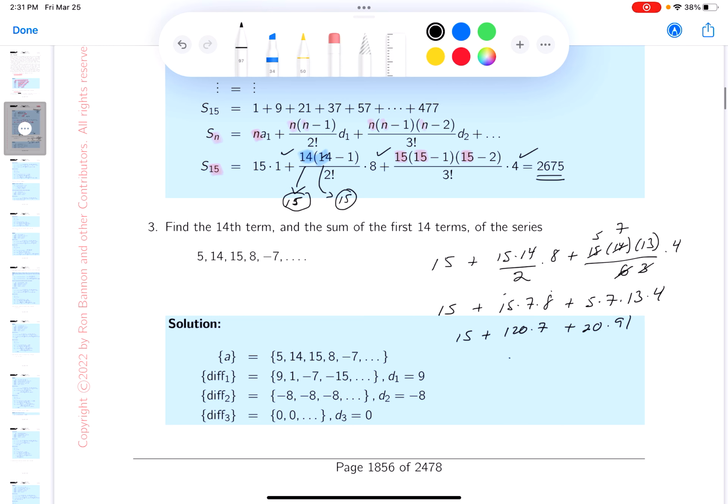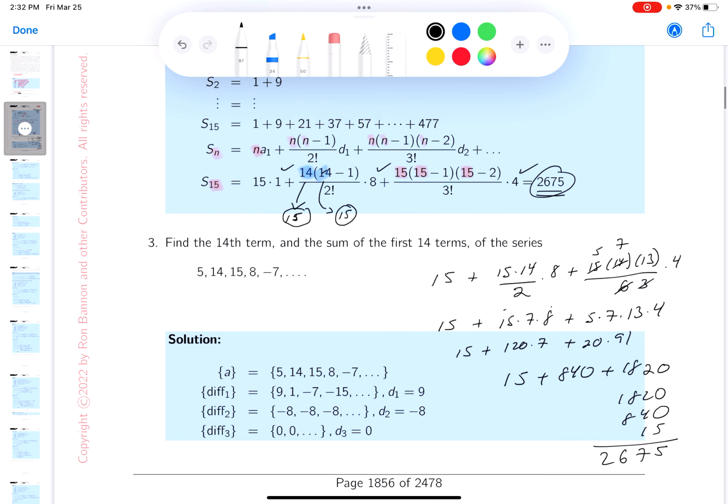I'm going to continue to do the checking. 20 times 7 is 140. And 2 times 91 is going to be, let's see, 182. Let's add it all together, see how we did. And it's 1820, 840, 15. That's 5, 7, 6, 2, 6, 7, 5. Yeah. So I just got to correct those numbers. Again, when I do typesetting, sometimes I copy the wrong number down. And I'm not trying to make excuses, but I got to correct that. But the answers are correct.